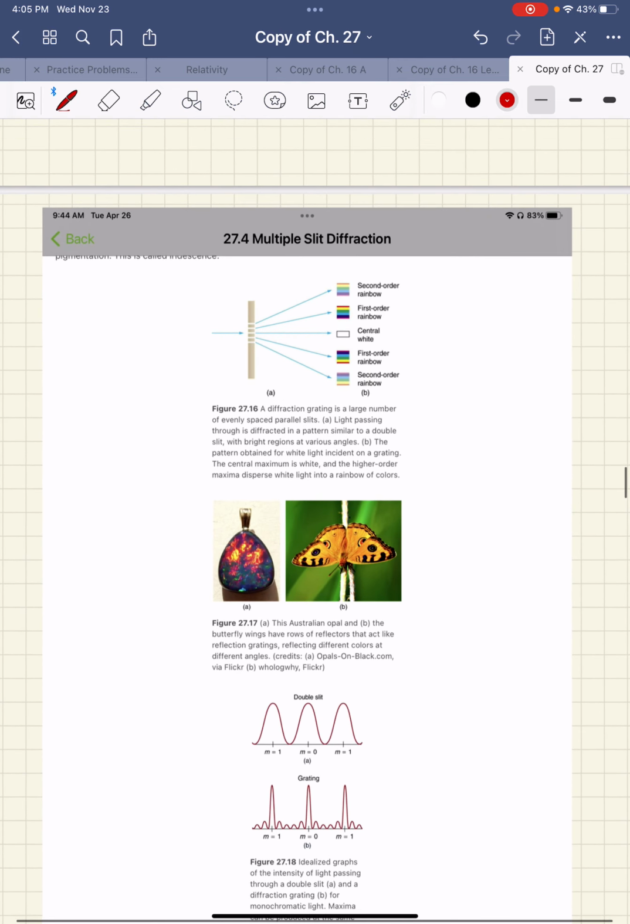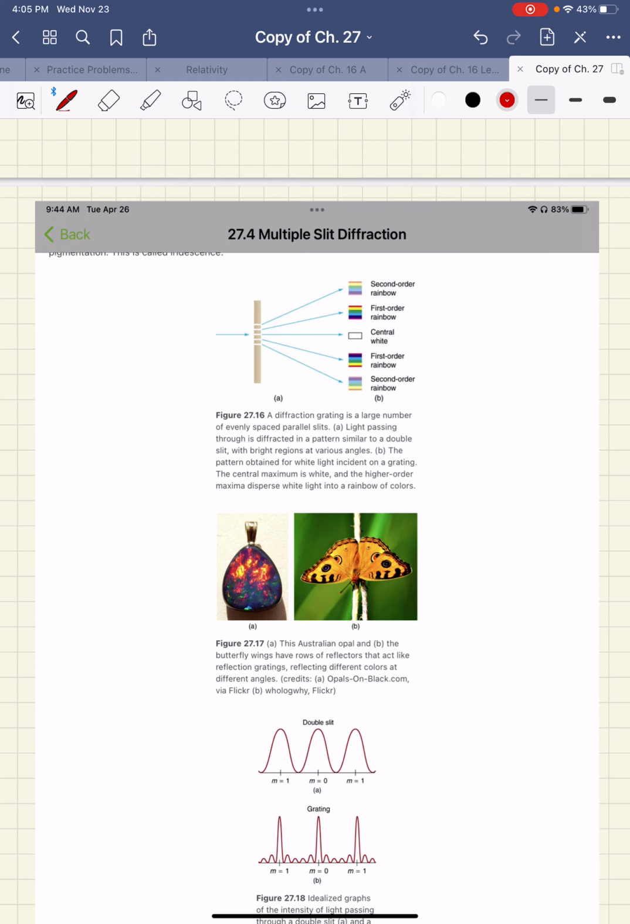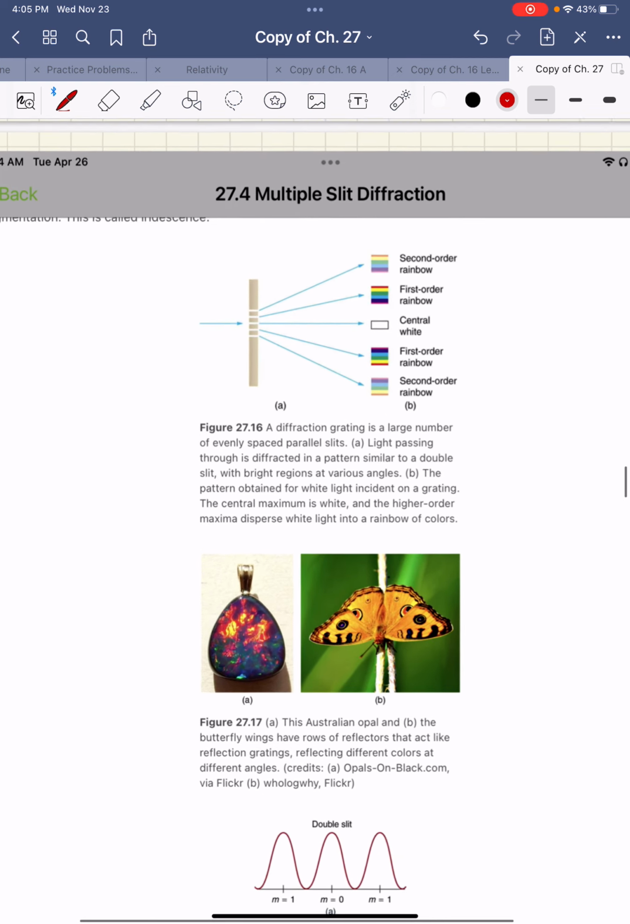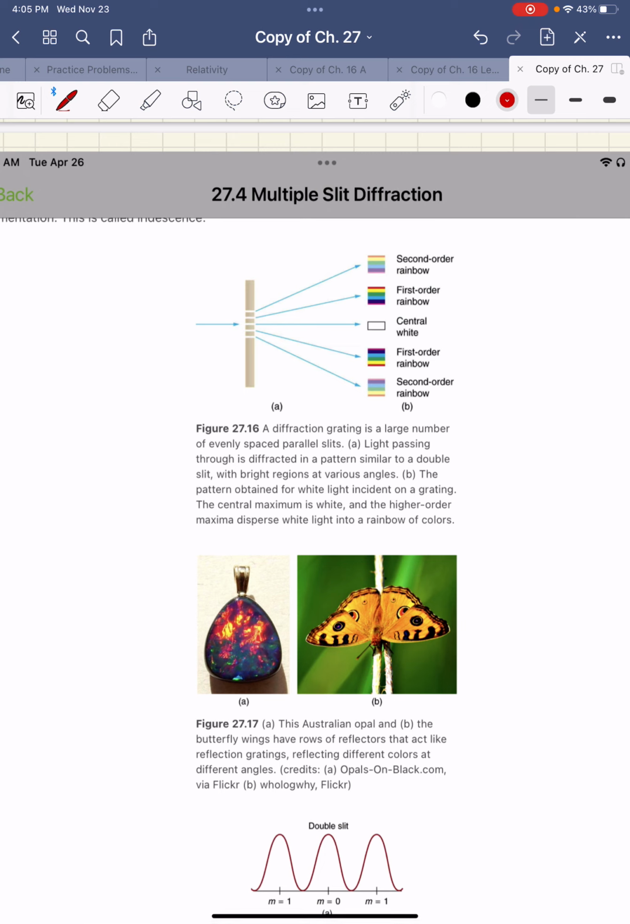Now we are going to talk about multiple slit diffraction. Here we use a small piece made of glass or plastic. It has so many grooves that you will not be able to see them. We call it a diffraction grating, and it can have 3,000 grooves in 1 millimeter, or 500. It's so many.